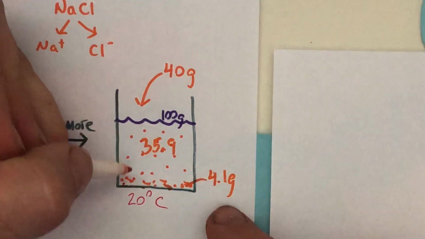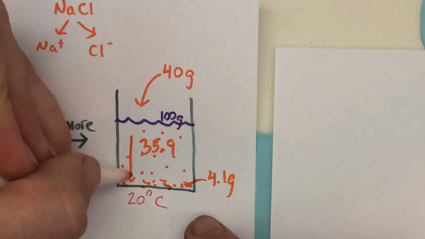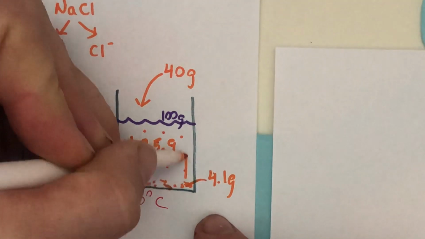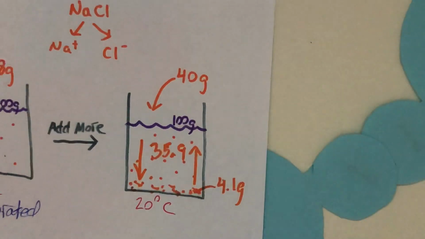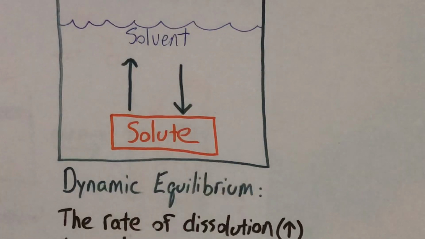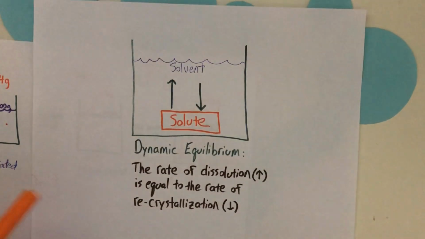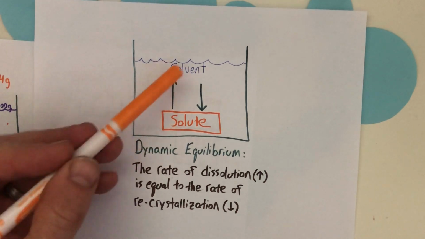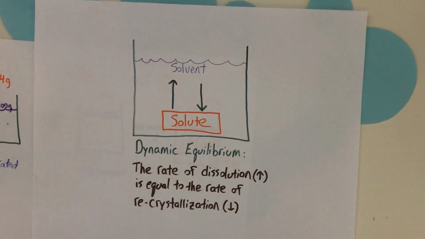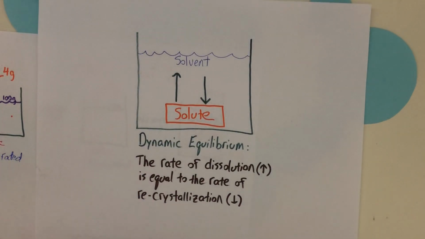So what that means is we have recrystallization happening and we have dissolving happening at the same rate. So the term for that is dynamic equilibrium, where the solute is dissolving at the same rate that it's recrystallizing. So that's the point at which the solution is considered to be saturated. We can't put any more solute in there because it'll just recrystallize and fall to the bottom.